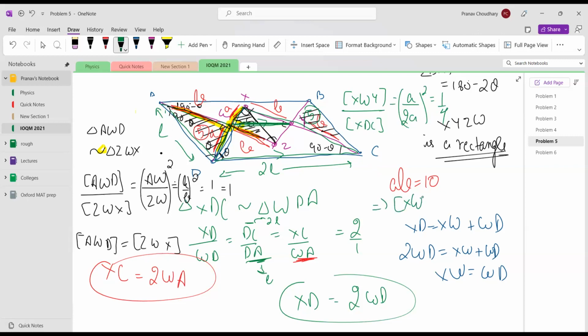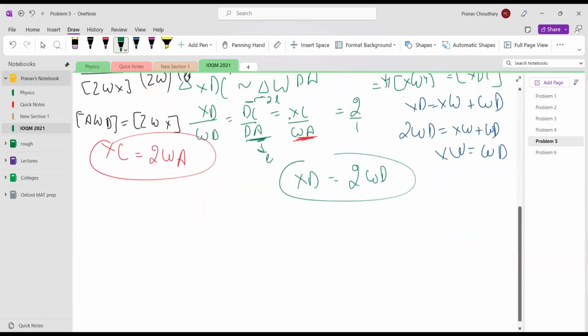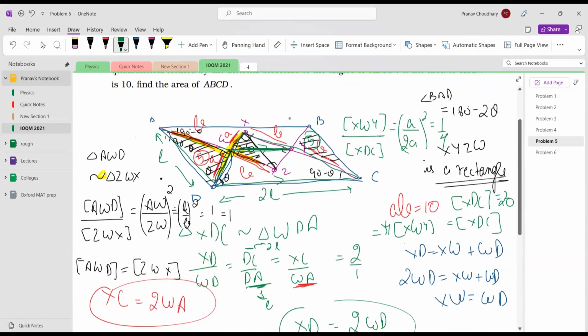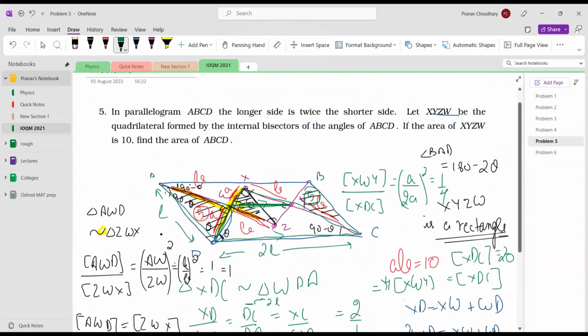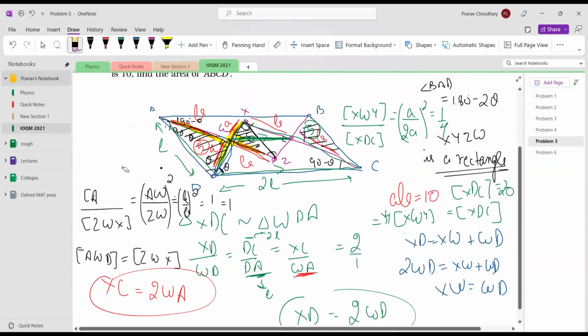This means, oh sorry, 4 times XWY is equal to XDC. And XWY is again 5. So this is 20. So XDC is 20. All right, so now the area will be, I'll probably erase some stuff. I do not want to go down.